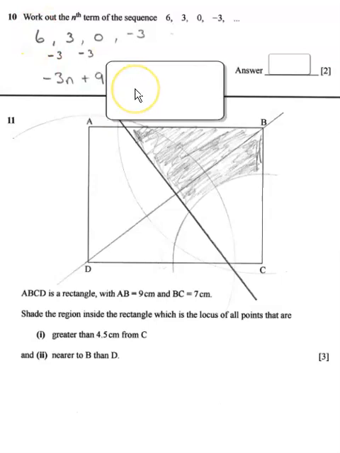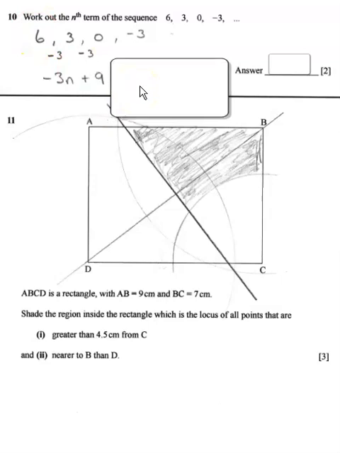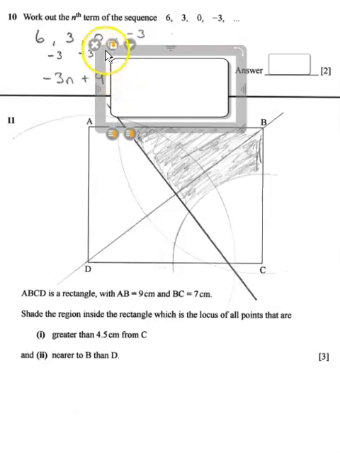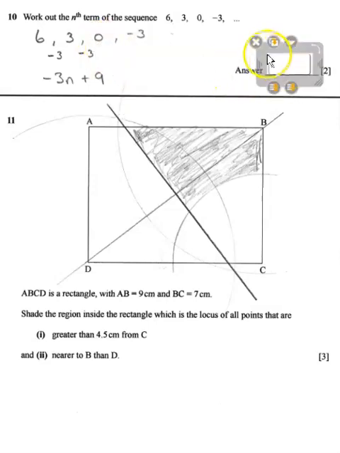And that would be minus 3n plus 9 would be the nth term of that. What I've done is I've just rearranged it to have it 9 take away 3n on this one, but they're both the same.